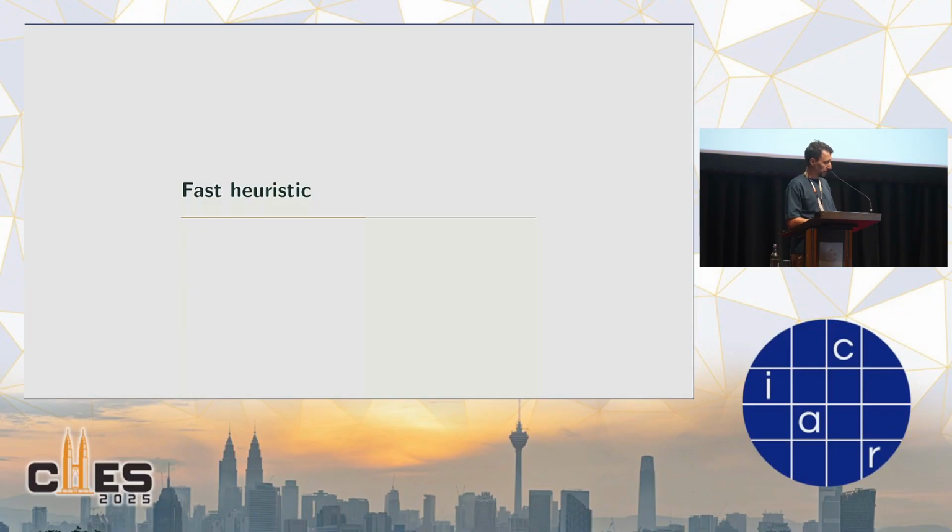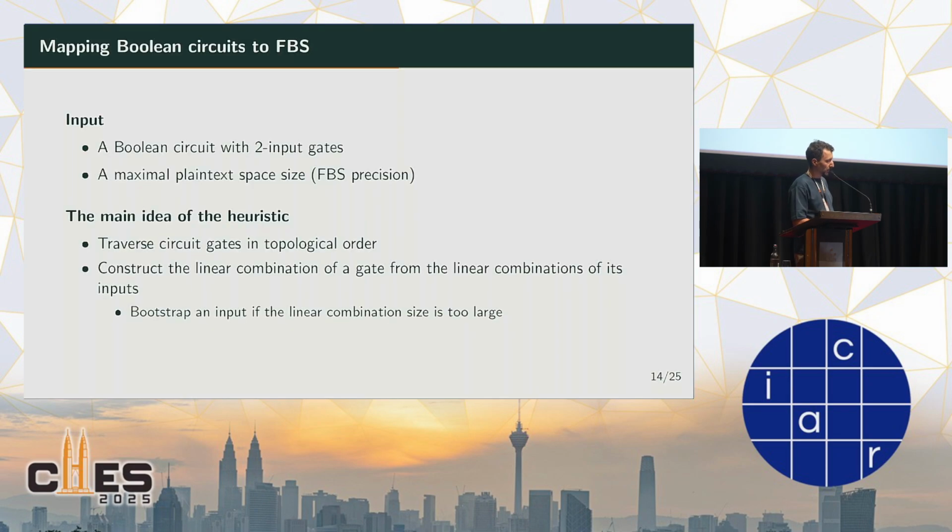So to solve this mapping problem, we're proposing a fast heuristic method, in which we take as input a Boolean circuit of two-input gates, and a maximal functional bootstrapping precision. We are fixing this bootstrapping precision. We don't want to overflow it. The main idea of the heuristic is quite simple. We traverse the circuit gates in topological order.